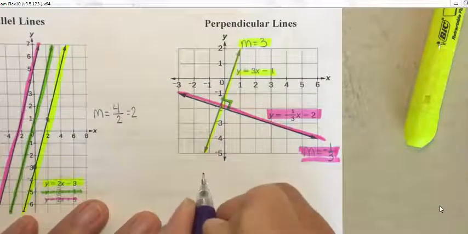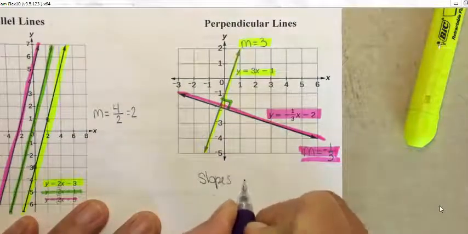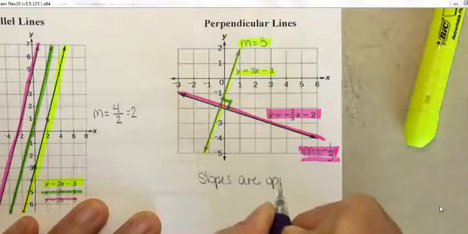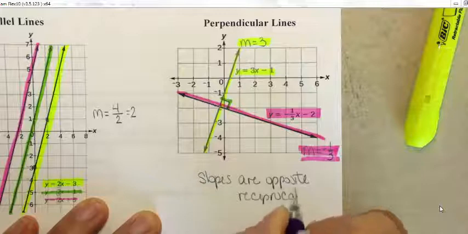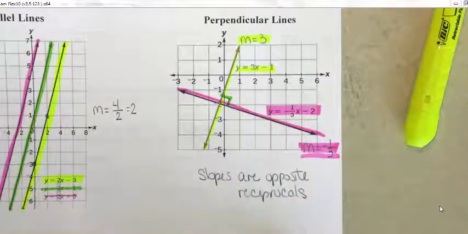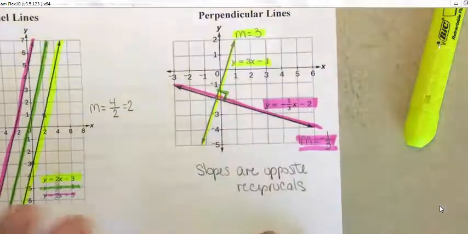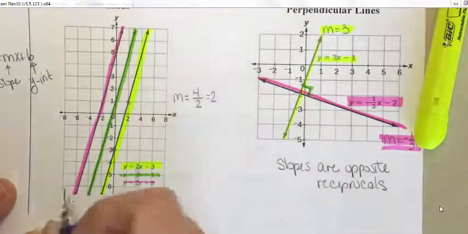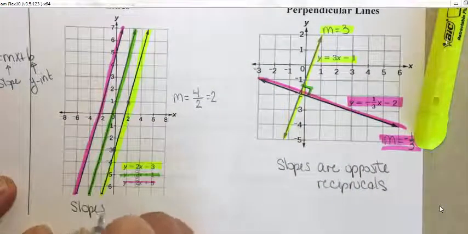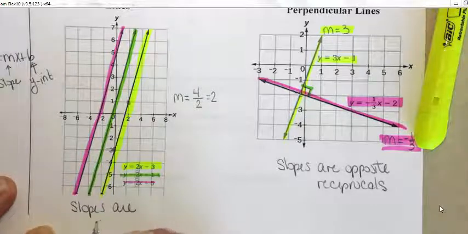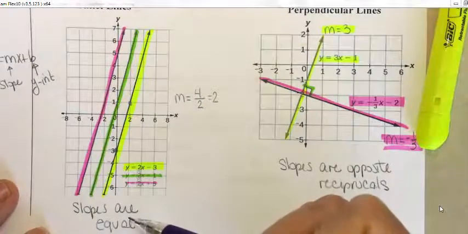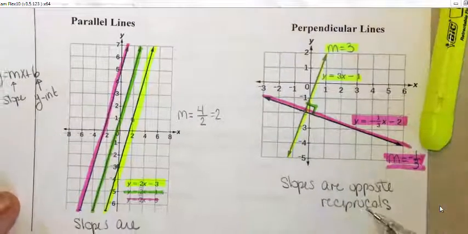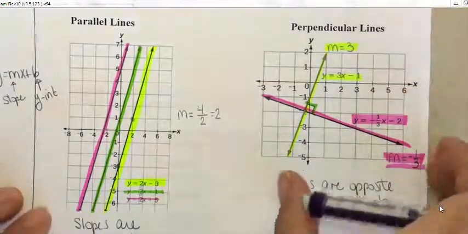Okay, so here, slopes are opposite reciprocals. Opposite reciprocals, that's an A. And here, slopes are the same. How about slopes are equal? So parallel lines have slopes that are equal. Perpendicular lines have slopes that are opposite reciprocals. Okay, let's move on to the next page and we'll kind of summarize that one more time.